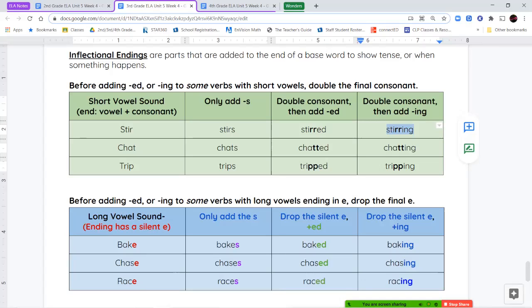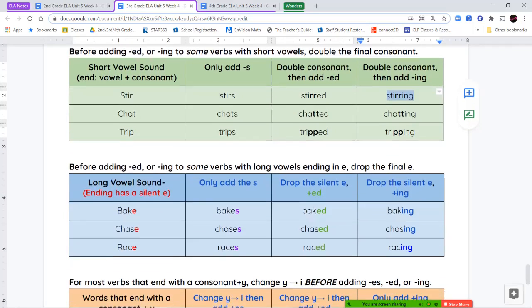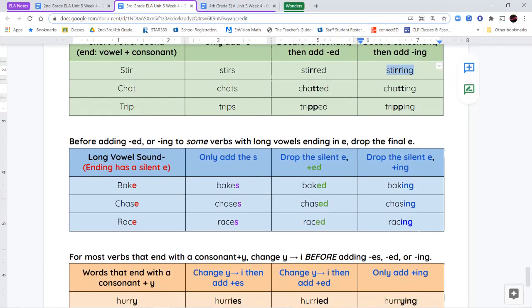Now, if it ends with a silent E, same thing as before, we're only adding an S to the end of it. But when we add the ED or the ING, we're going to drop that silent E. So baked, instead of being B-A-K-E and then adding ED, it would become B-A-K and then we add the ED, or B-A-K and then we add the ING. We drop that silent E before we add those inflectional endings, ED or ING. Same thing with the word chase and the word race. So chase, C-H-A-S-E-D, C-H-A-S-I-N-G.